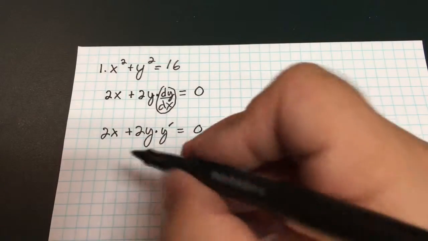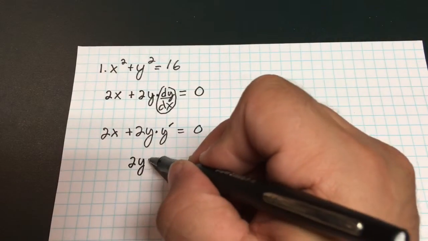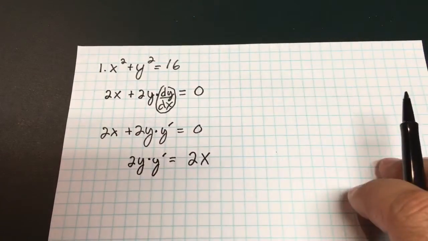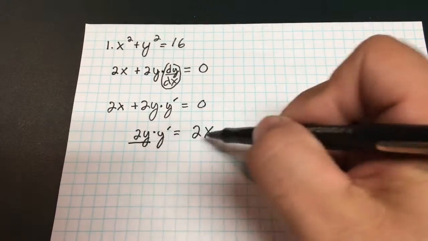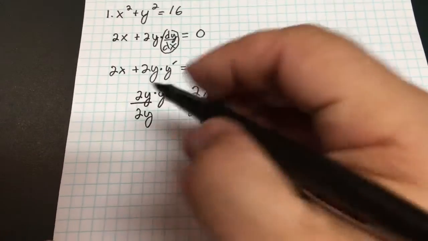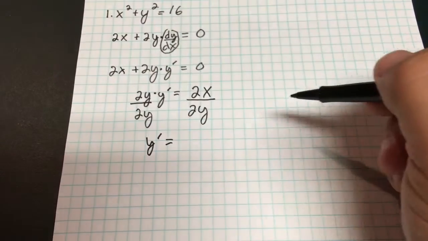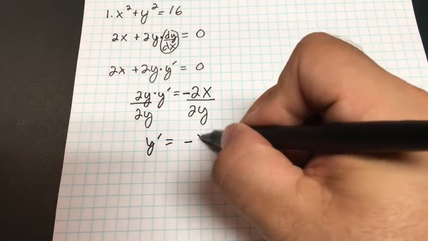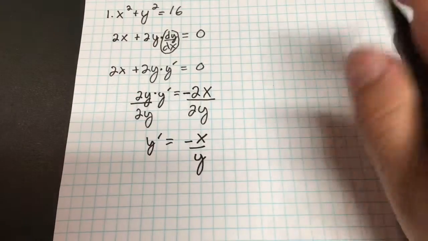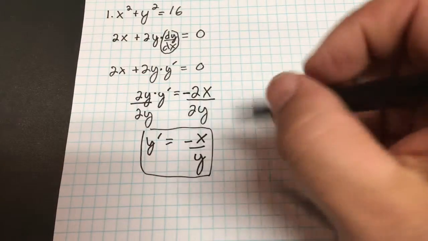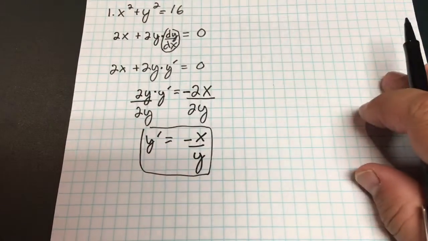So I'm going to subtract 2x from both sides. That would give me 2y times y prime equals negative 2x. And then I'm going to divide both sides by 2y. And that's going to give me y prime equals negative x over y. And that's my answer. You could, if you want to, go back and rewrite that as dy/dx, but most of the time you get away with just leaving it as that.